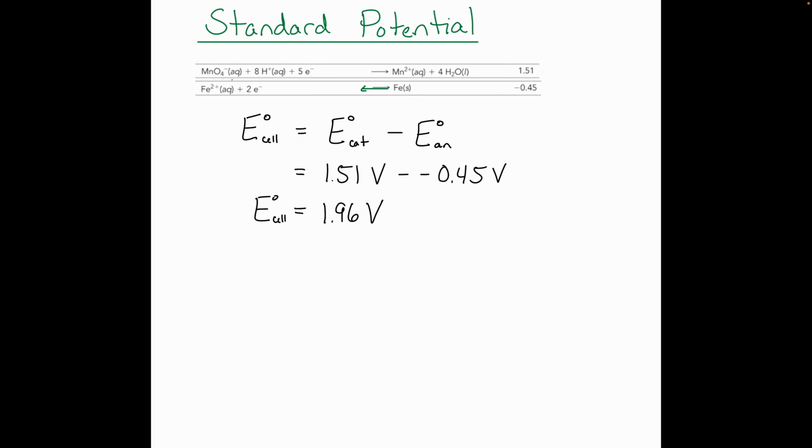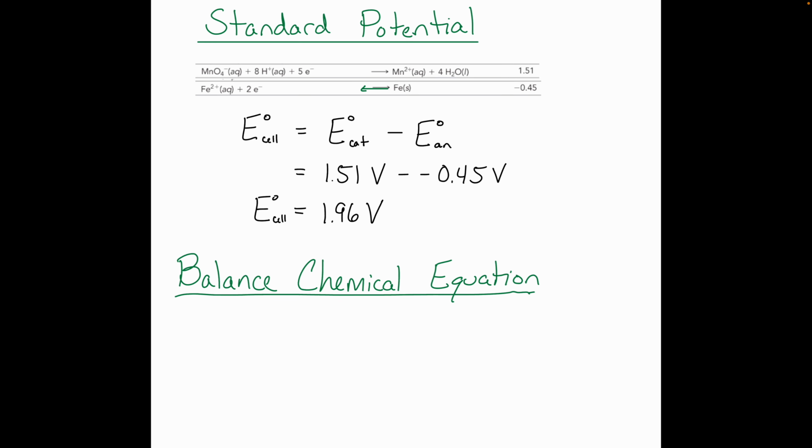All right, so next we want to calculate our free energy. But before we do that, because I imagine there's going to be one common pitfall, I want everybody to take a second and first give me the balanced chemical equation for this redox reaction. We have these two half reactions, but we've never actually given our balanced chemical equation yet.